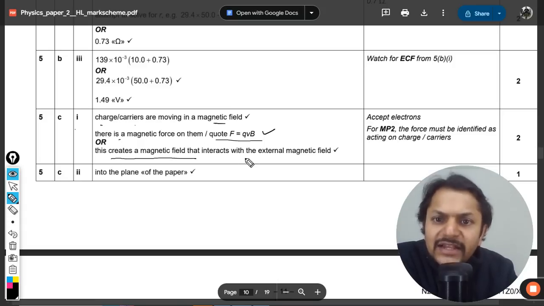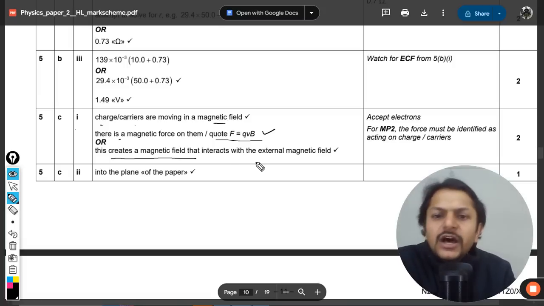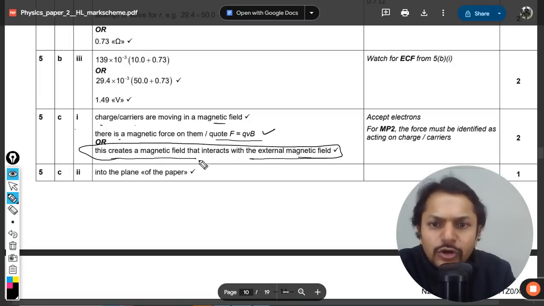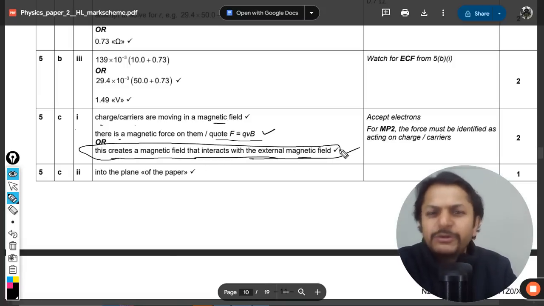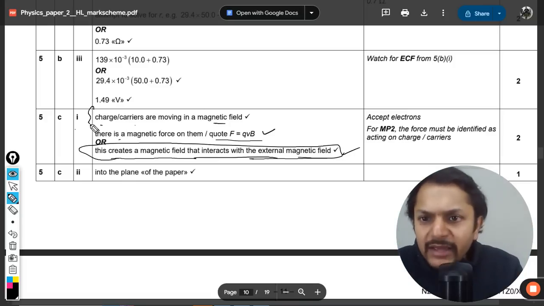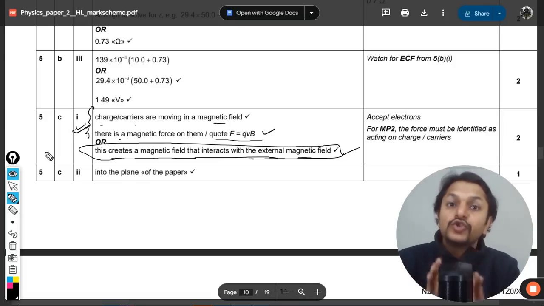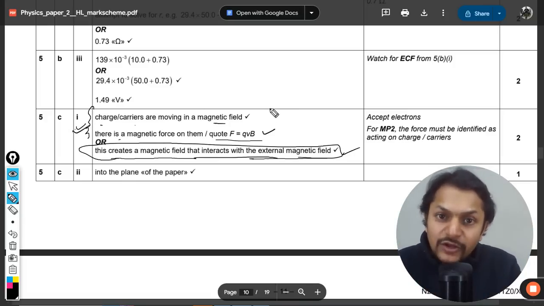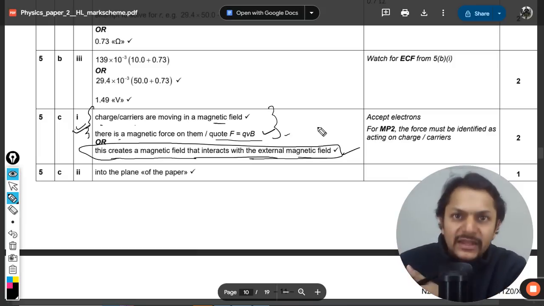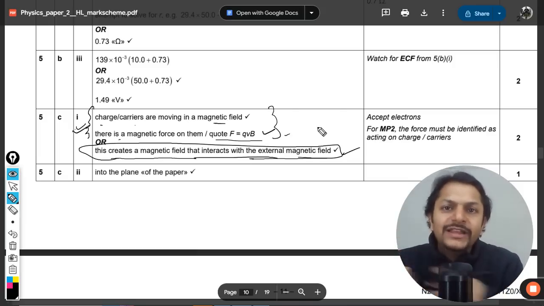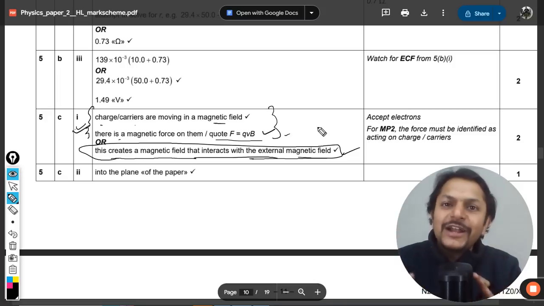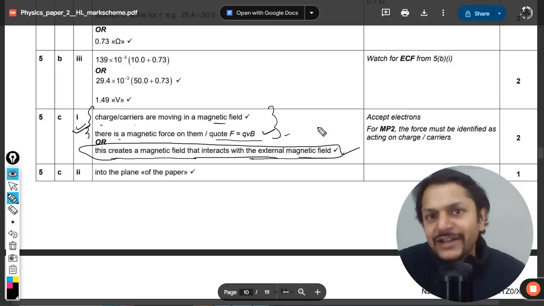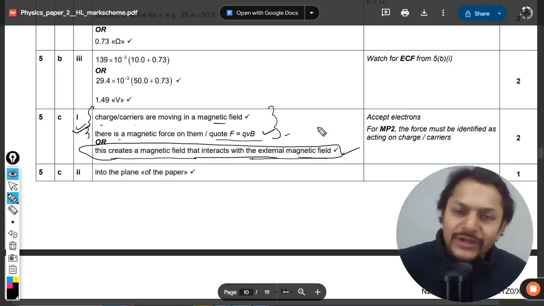This creates a magnetic field that interacts with the external magnetic field. Even this explanation is not required; it is kind of extra explanation. I will explain it, but I believe this is the correct answer that we should be giving. This answer is well within our domain. You already know this, I need not explain anything, and that is why this is the best explanation.